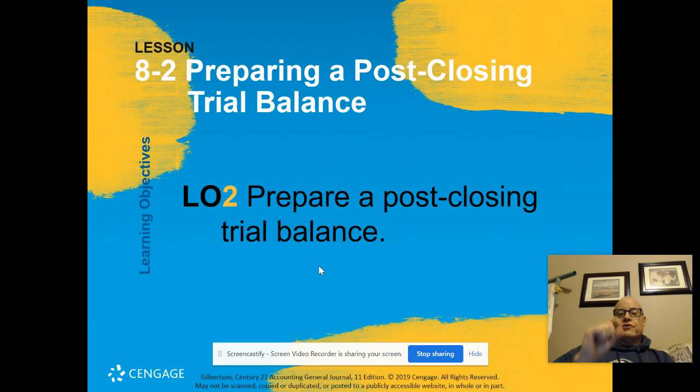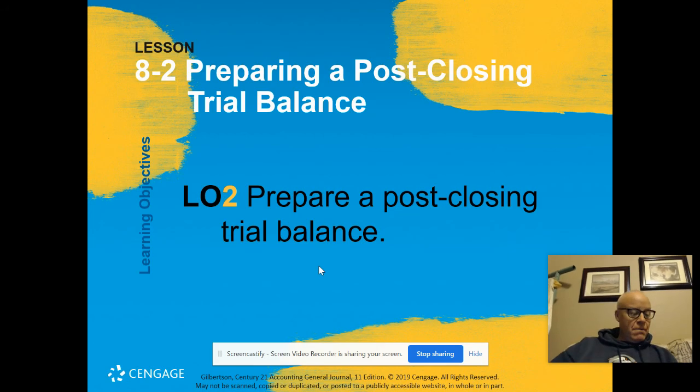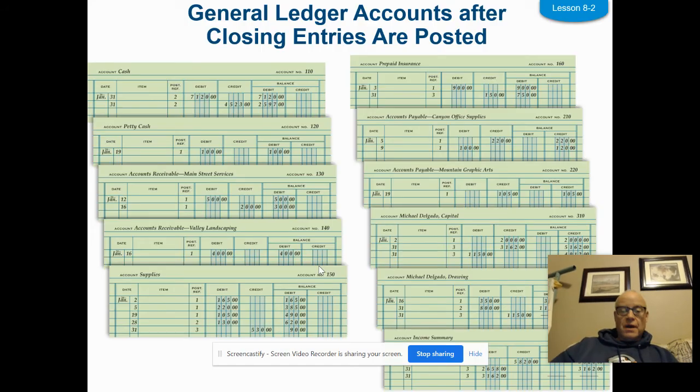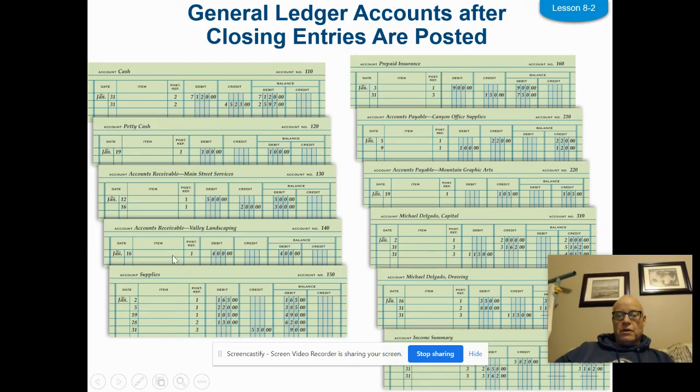However, we need to check one more time that our debits equal our credits moving forward, because if not, things start unraveling. So it's about being consistent and doing the same thing every month. Very important. Okay. So here are all of our posted general ledger accounts.